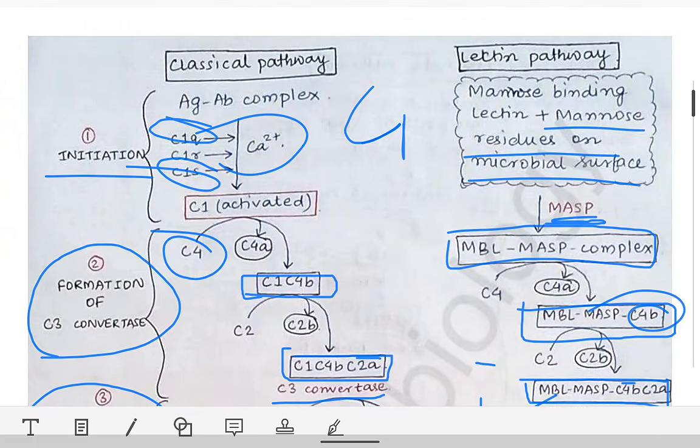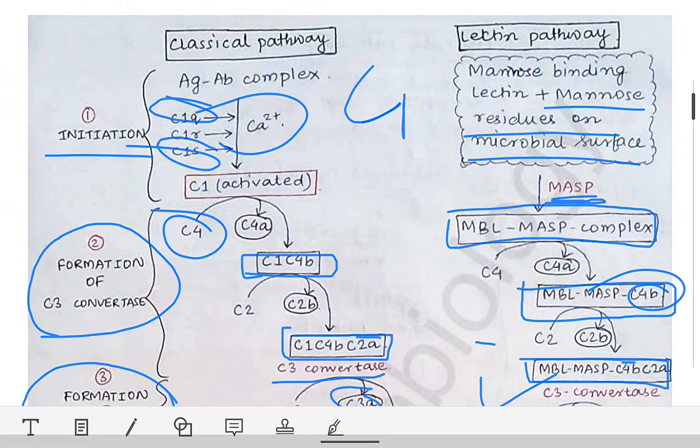So these are all the pathways. This can be remembered only if you practice all these pathways two to three times at your home.